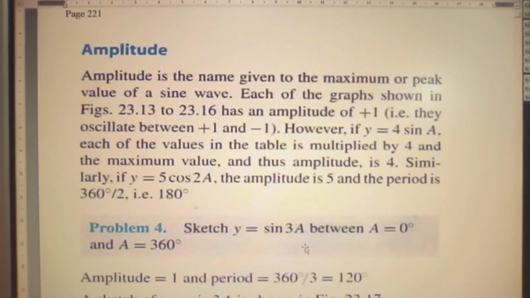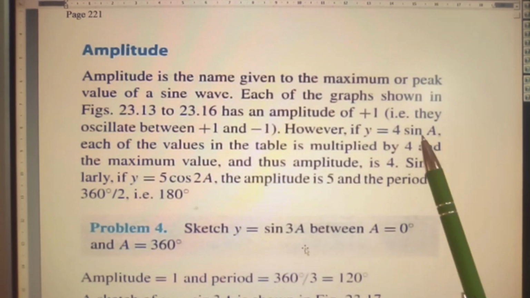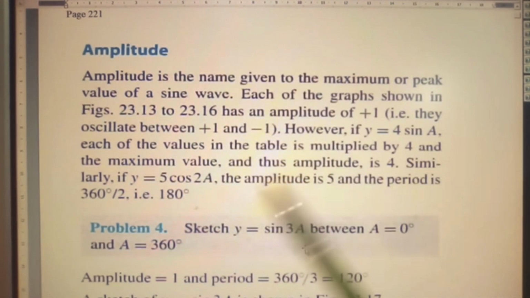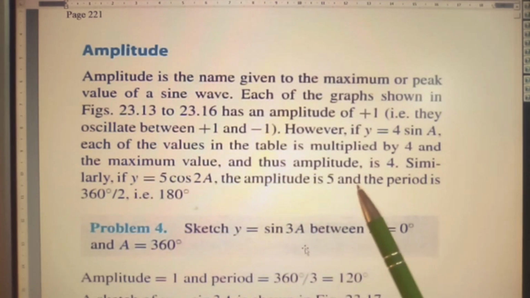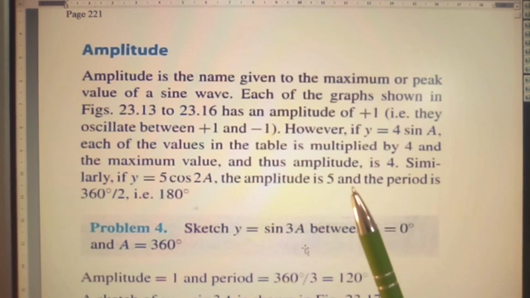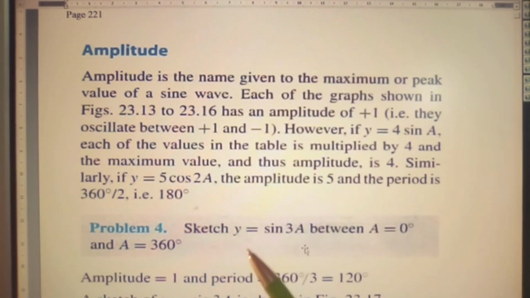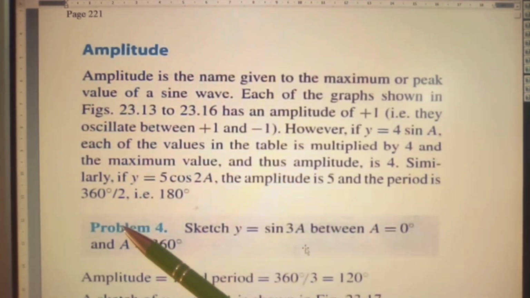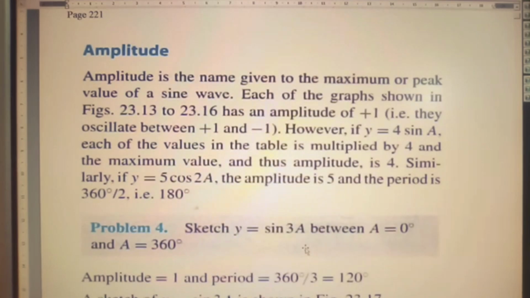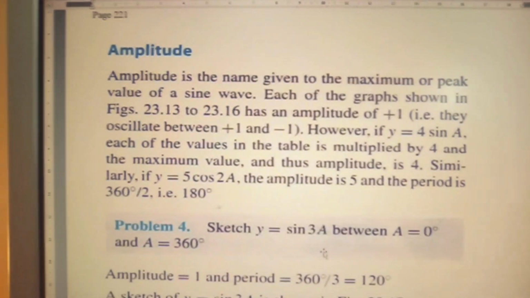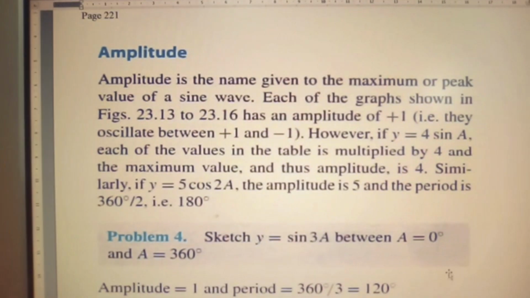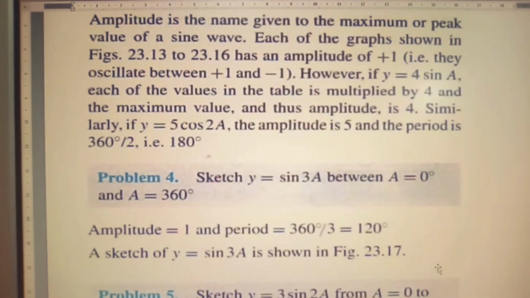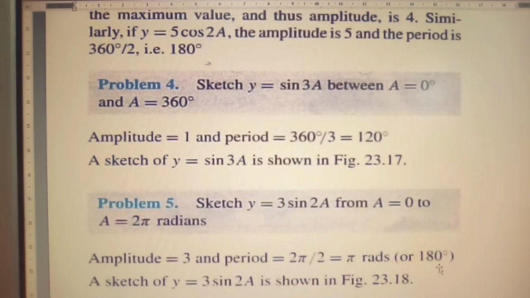Here we're looking at, however, if y equals 4 sine A, each of the values in the table is multiplied by 4, and the maximum value, and thus the amplitude, is 4. Similarly, if y equals 5 cos 2A, the amplitude is 5, and the period is 360 degrees over 2, which will give you 180 degrees. But I'm not going to read these out to you as such. This is more for you to look at for yourselves and begin to apply.